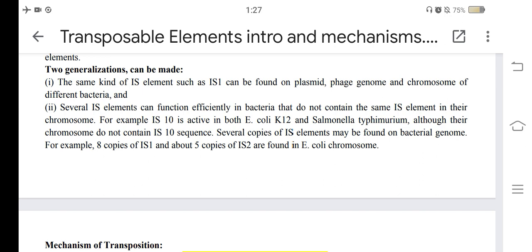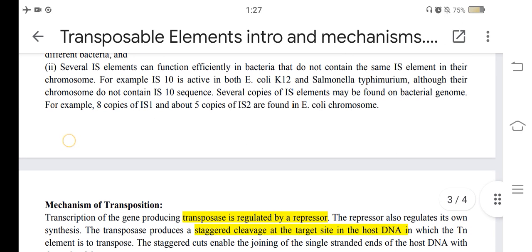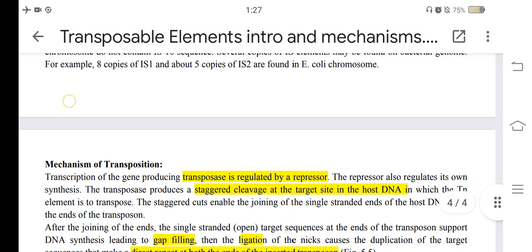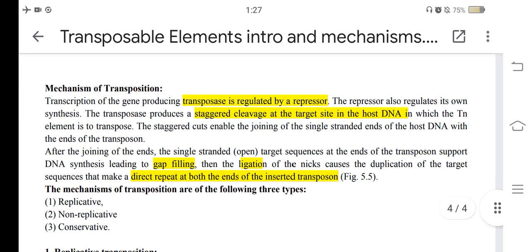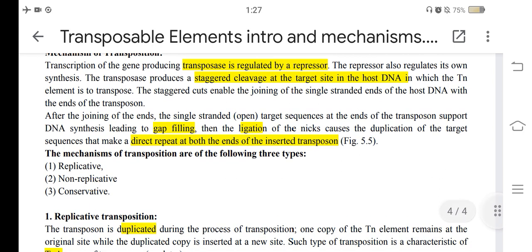Several copies of IS elements may be found in a bacterial genome. For example, 8 copies of IS1 and about 5 copies of IS2 are found in E. coli chromosomes. Then, the mechanism of transposition. Transcription of the gene producing transposase is regulated by a repressor. The repressor also regulates its own synthesis.